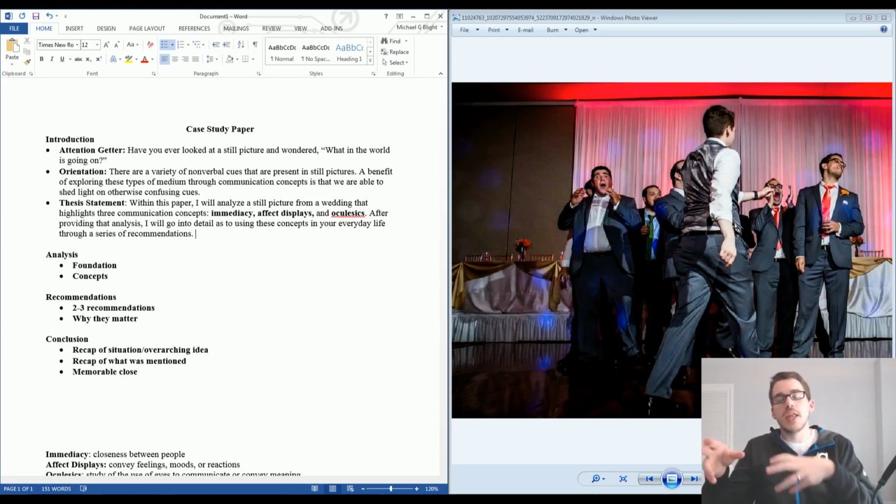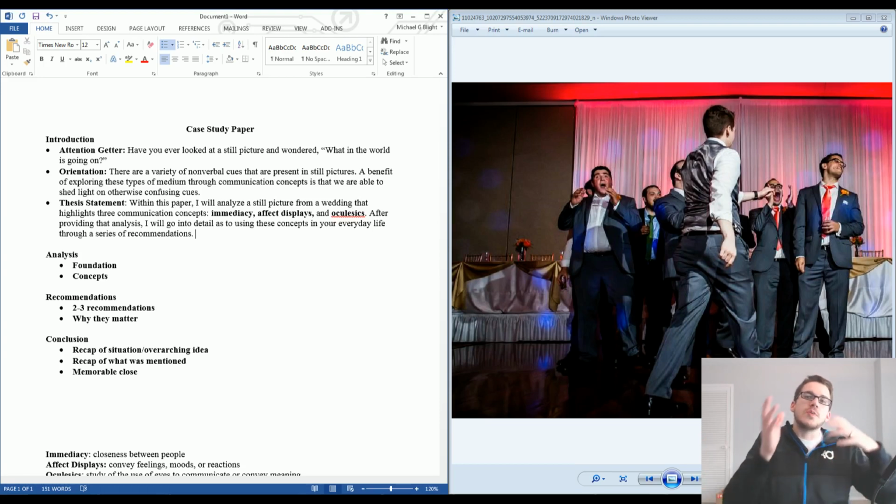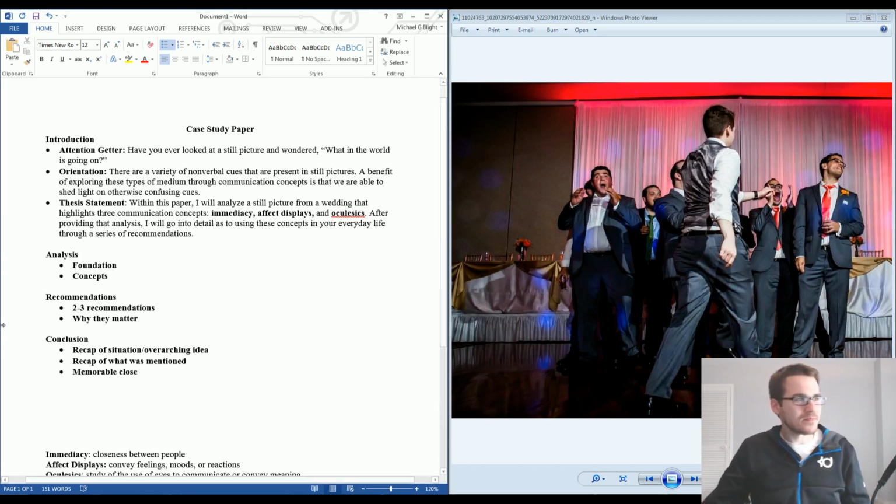And then for the recommendation section, which again is 10 of the 25 points, what I'm going to do is talk about why or how I can use these particular nonverbal cues in my everyday life. So recommendations as to how to use these effectively. I'll stress the importance of them in the analysis, and then I'll talk about the recommendations, what can be done in the future. And if you heard that beep, that is one of you inevitably emailing me.